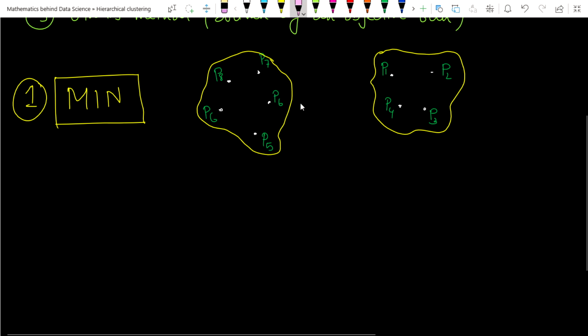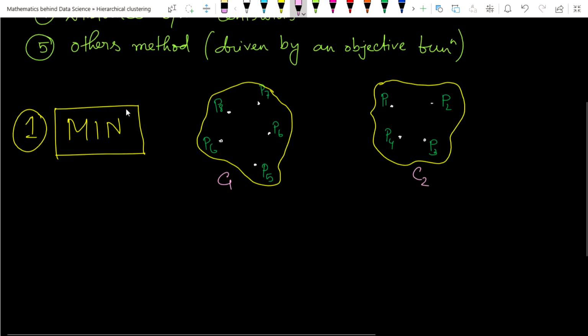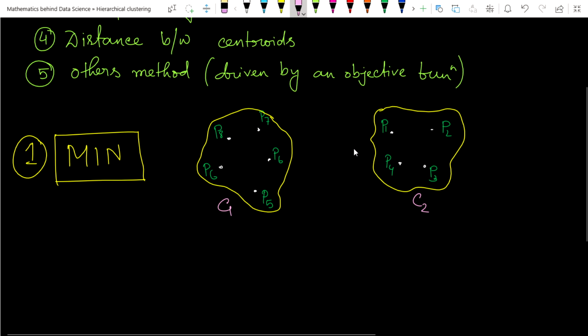Suppose at the end of some iterations, we have to compute the proximity value between these two clusters. Let's take this as cluster 1 and this as cluster 2. At the end of the day, we have to calculate it. Now, how, by using the mean concept, will we compute this proximity? We have to compute the similarity or distance between each pair of points, which we can easily compute. Now among these similarities, we have to choose the minimum one.